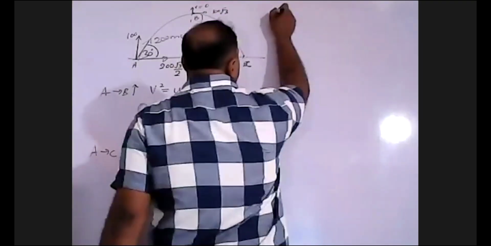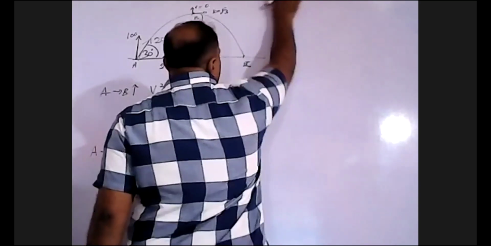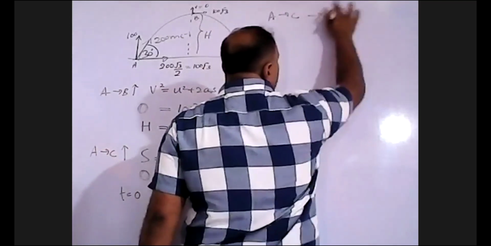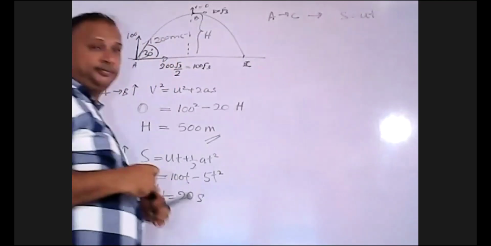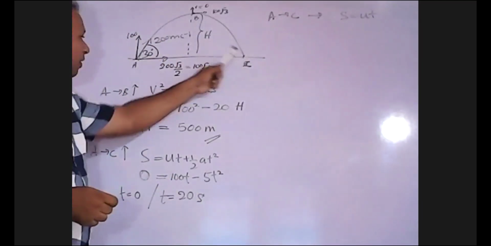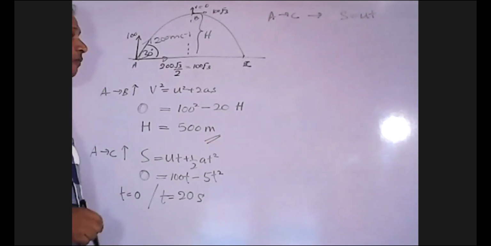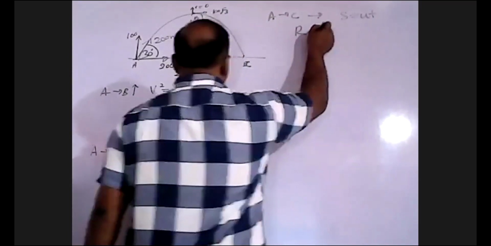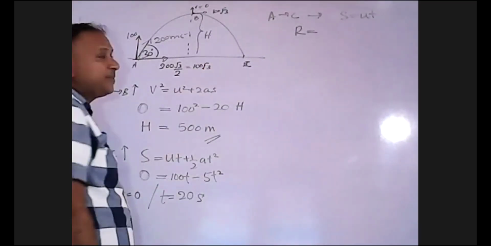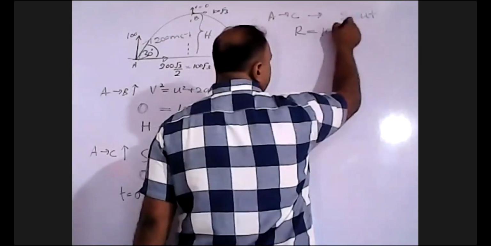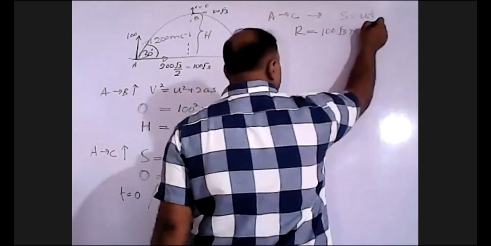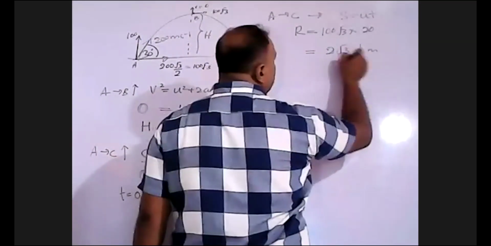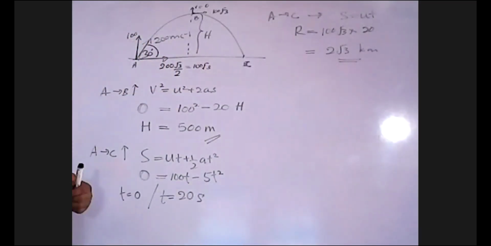Then the horizontal range R, you can find R from A to C. From A to C, in the horizontal direction, S equals ut. If you apply that equation, then you can find the horizontal range. So R is equal to U, which is 100 root 3, times the time, which is 20. Therefore, R is 2.3 kilometers.